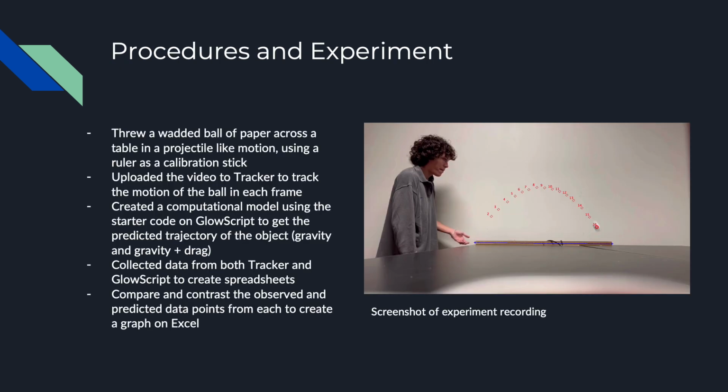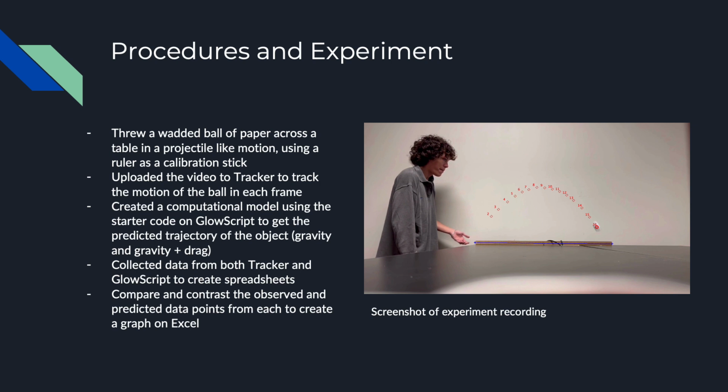For this lab, we threw a wadded up ball of paper across a table in a projectile-like motion, using a ruler as a calibration stick. We then uploaded the video to Tracker to track the motion of the ball in each frame. We then created a computational model using the starter code on GlowScript to get the predicted trajectory of the object.